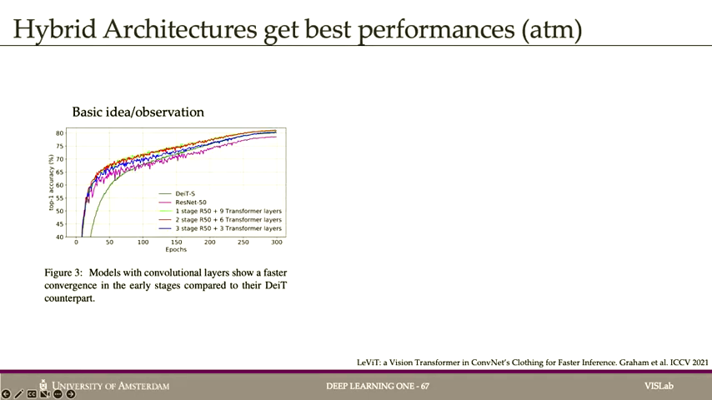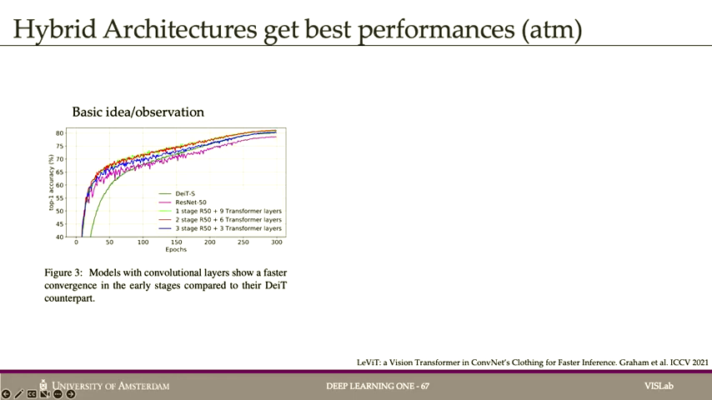Another improvement has been hybrid architectures. For example, someone ran an experiment where they had DL1, which is a transformer, and compared it to ResNet training curves. Then they took a ResNet and cut off everything after the first ResNet stage and added transformer layers. Or they had two stages of ResNet and then added a bunch of transformer layers.